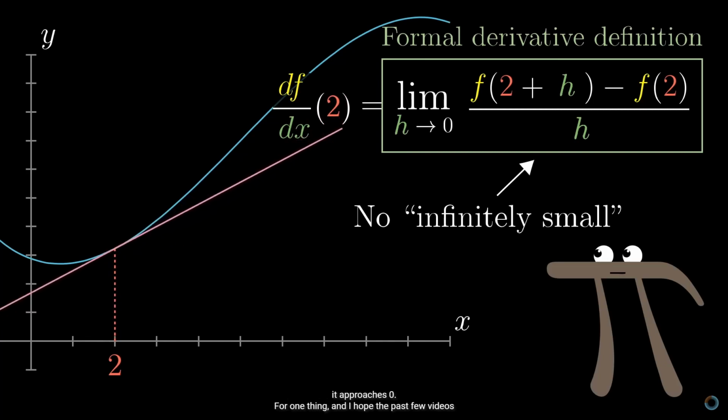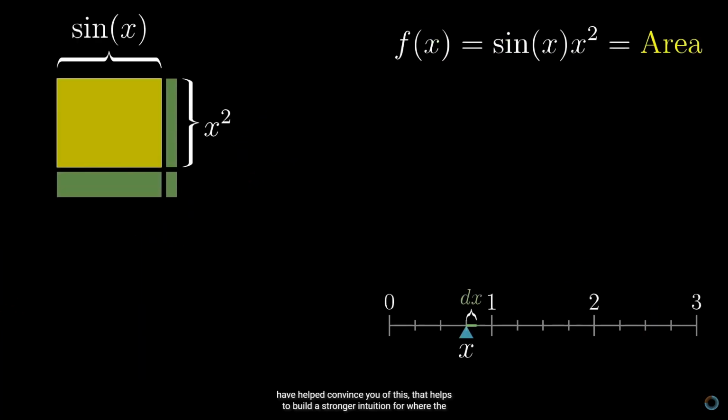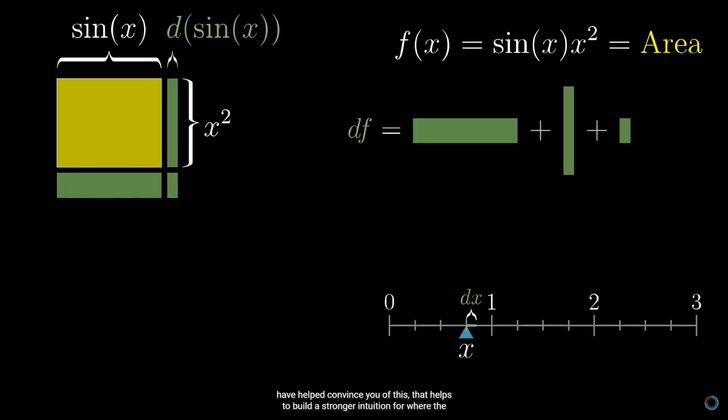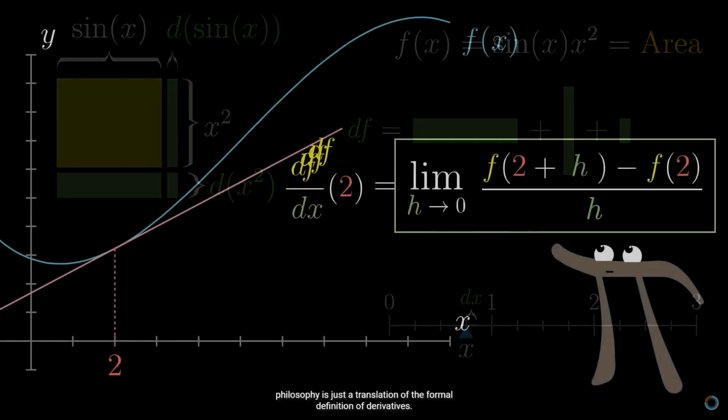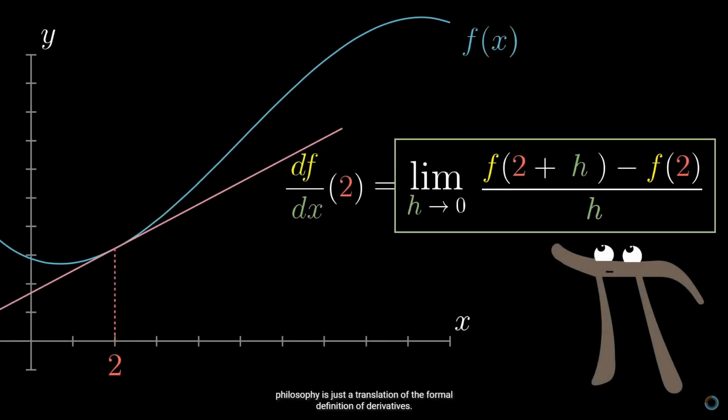For one thing, and I hope the past few videos have helped convince you of this, that helps to build stronger intuition for where the rules of calculus actually come from. But it's not just some trick for building intuitions. Everything I've been saying about derivatives with this concrete, finitely small nudge philosophy is just a translation of this formal definition we're staring at right now.